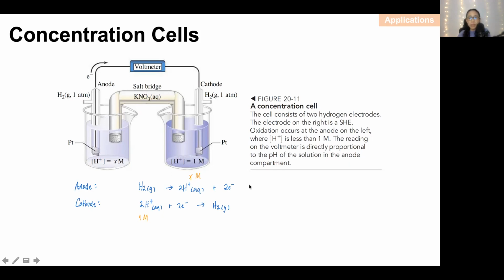Now, the thing is, basically, class, what happens here is that hydrogen ions in your cathode go, quote unquote, to your anode.